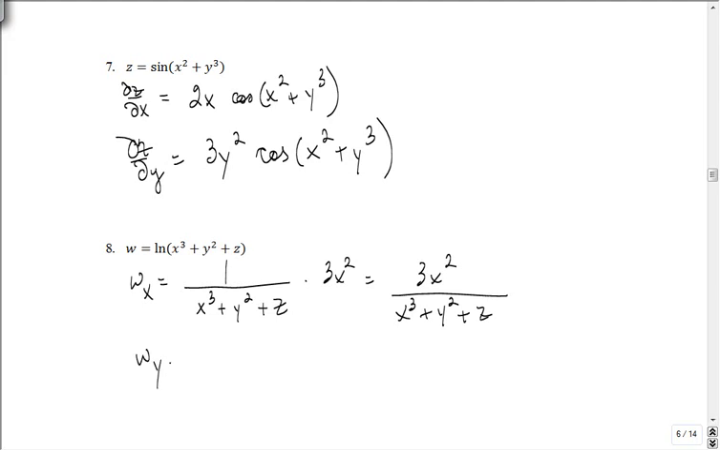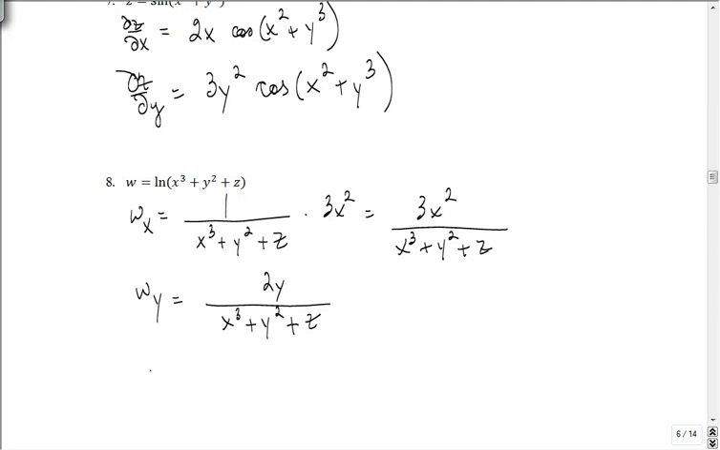Partial w with respect to y. The same thing, but what goes on the top? 2y. Good. Partial of w with respect to z. The same thing, but what goes on the top? Just 1. Great.